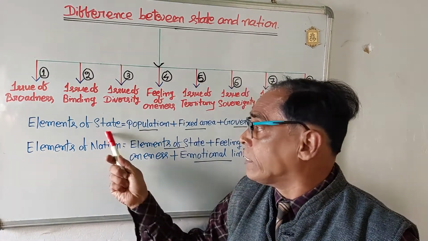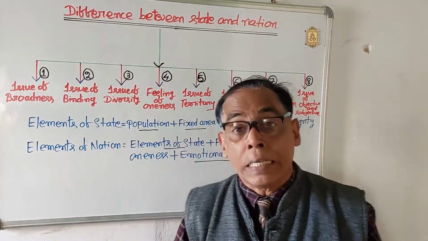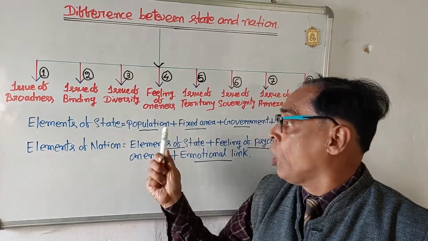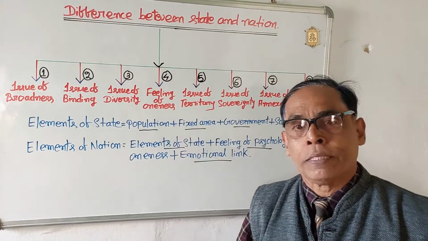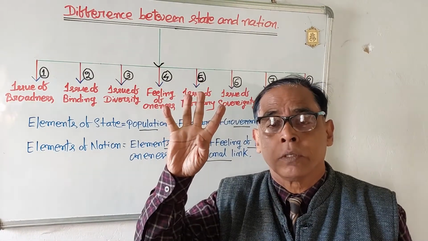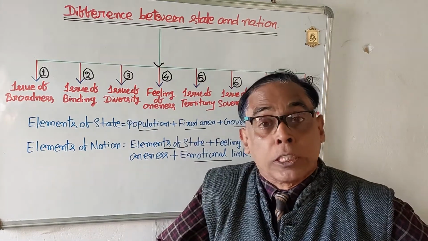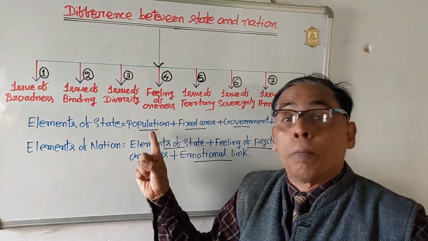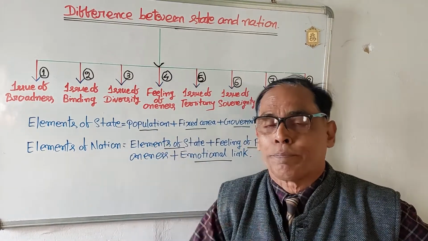Okay viewer, so what is a state? A state is an association which has 4 elements: population, fixed area, government and sovereignty. So a state is an institution which must have these 4 elements. Without them, a state cannot be constituted. The first element of the state is population. For the formation of a state, some people are required.